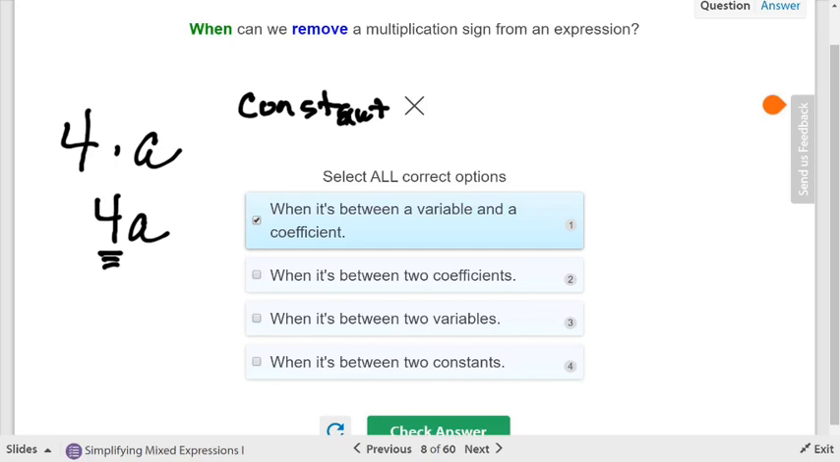All right. How about when it's between two coefficients? No, because a coefficient is the number part, and so 2 times 4 can't become 24, right? How about when it's between two variables? Yes. I don't have to write a times b. I can write AB. Excellent. How about when it's between two constants? No, because a constant and a coefficient mean the same thing. Excellent. Good job, guys.